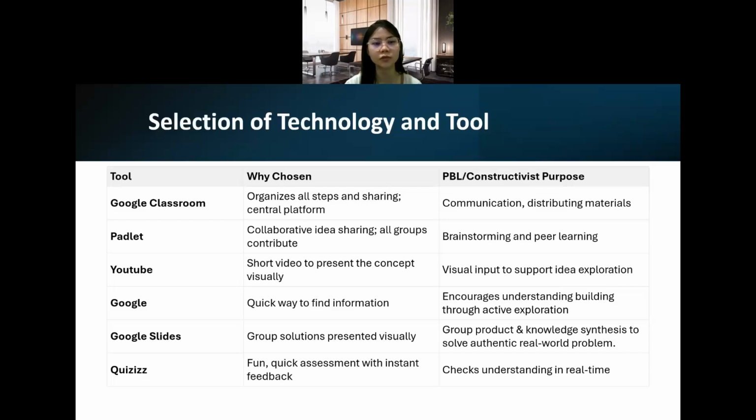In short, each of the tools is deliberately chosen to support specific pedagogical goals, such as using Google Classroom as the central platform for organization and communication, Padlet for collaborative ideation, YouTube for visual conceptualization, Google Slides for synthesis, and Quizizz for assessment and instant feedback. All the tools that we chose are cloud-based, freely accessible, and familiar to both teachers and Year 5 students in the Malaysian context, thus reducing technical barriers and maximizing adoption feasibility. Next.